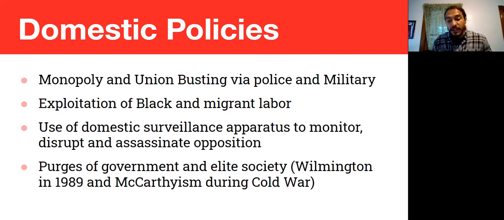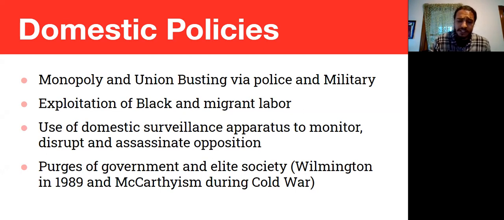And if you do try to win yourself some sort of improvement in conditions, your boss can just report you to the police and have you taken away and replace you with a new worker who's in even worse situations. This is also enforced by a crazy domestic surveillance apparatus. It was really bad around the end of Eisenhower, and it just gradually got worse and worse.